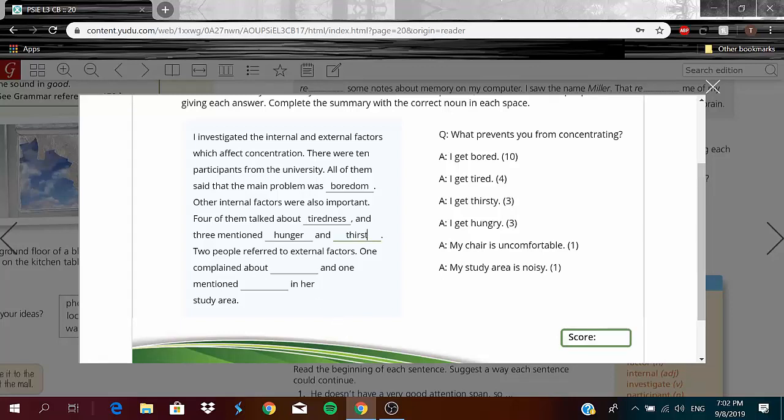1 complained about discomfort because of his or her chair. And 1 mentioned noise or noises. I said both are correct, so noise in her study area.